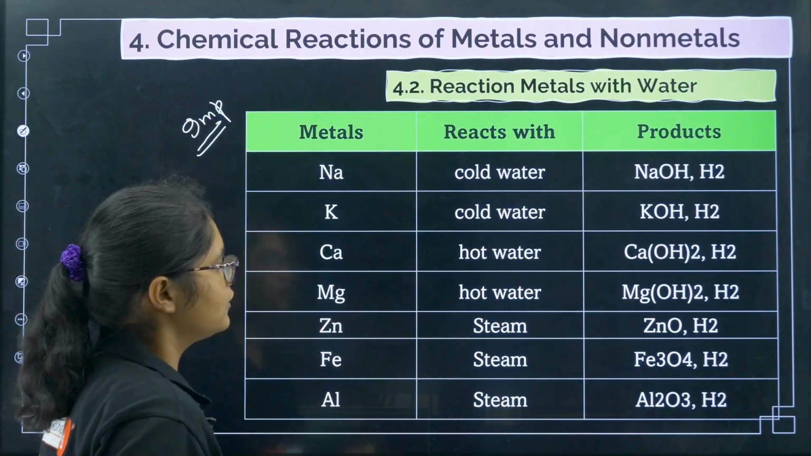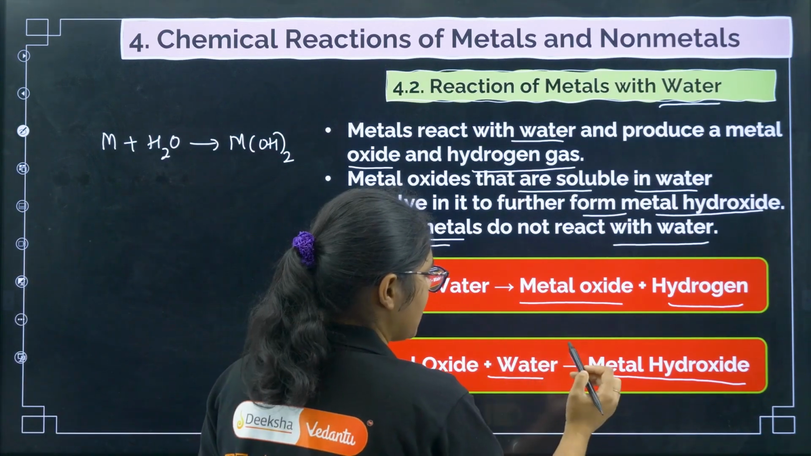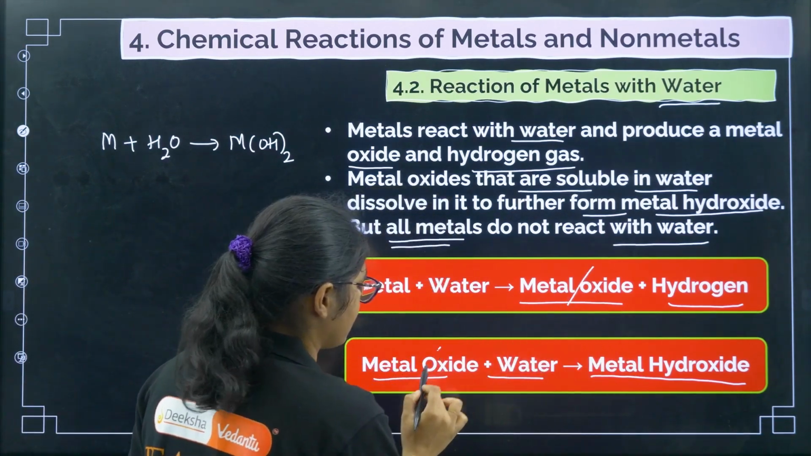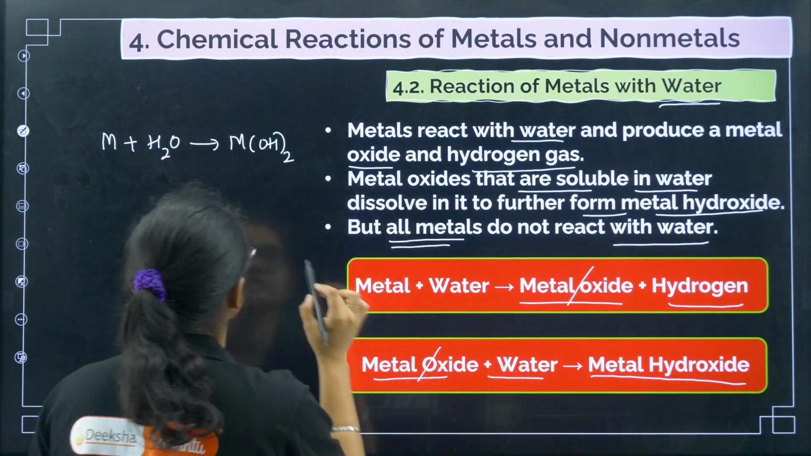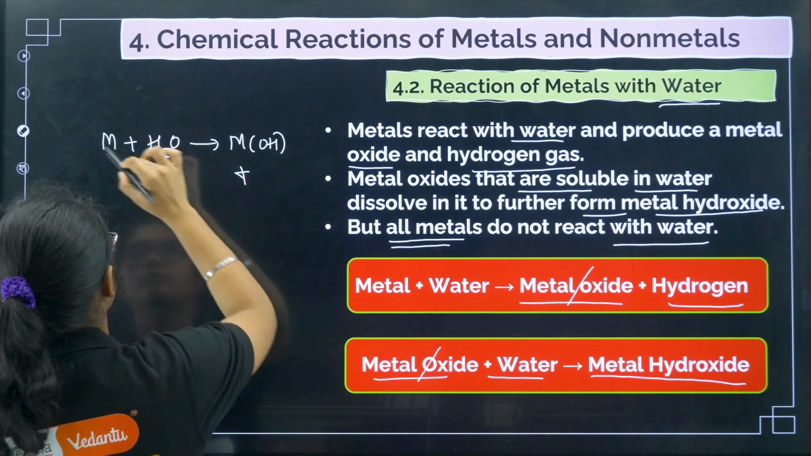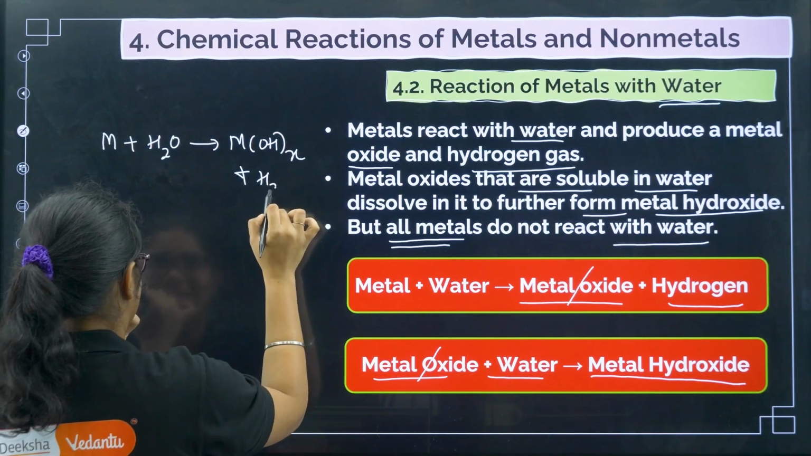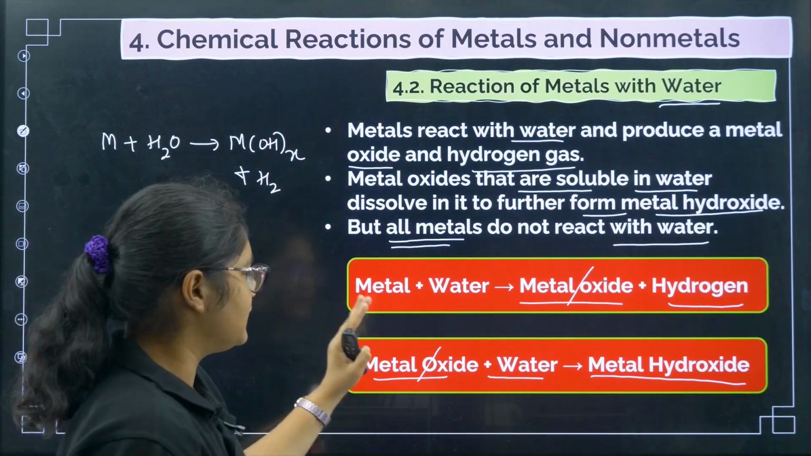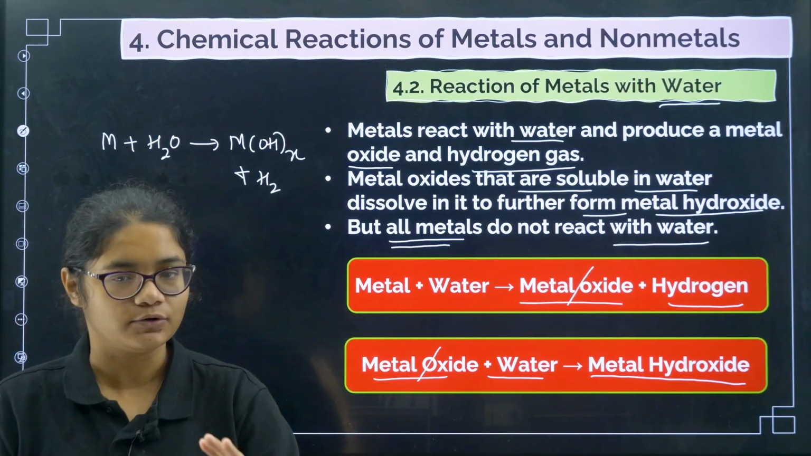Okay, now you see, one more thing. If I add these two equations, what will happen? I can cancel metal oxide and metal oxide, right? So I'll get metal plus water gives metal hydroxide plus, here I will not write OH2 because we don't know what is the charge of metal, so we can just put it as X, plus hydrogen gas is produced. So metal with water will give you metal hydroxides plus hydrogen gas.